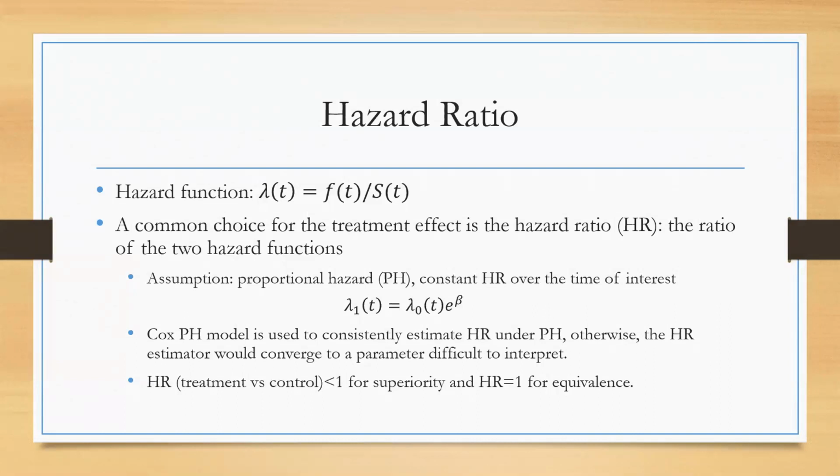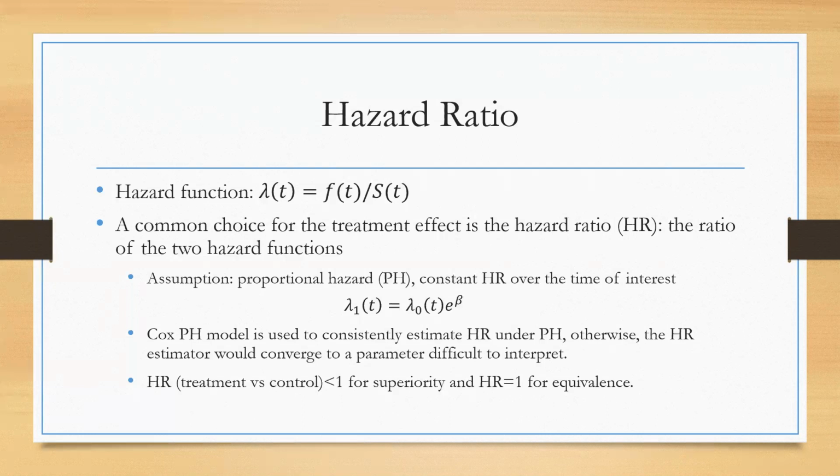And that ratio is a summary of the comparison between the two survival distributions. For example, if we consider the hazard ratio of the treatment arm versus the control arm, and the hazard ratio is less than one, that means the survival distribution in the treated arm is stochastically greater, and that shows superiority, if in this case the event time is a good thing, right? The longer, the better. And if the hazard ratio is very close to one, that means the two survival functions are very close to each other. That corresponds to the equivalence trial or non-inferiority trial.